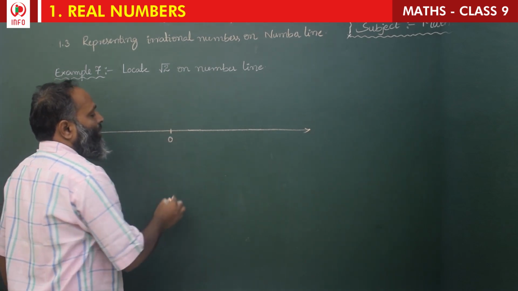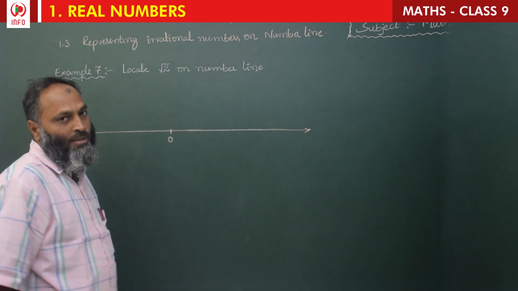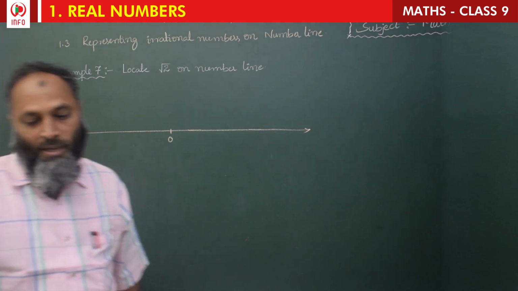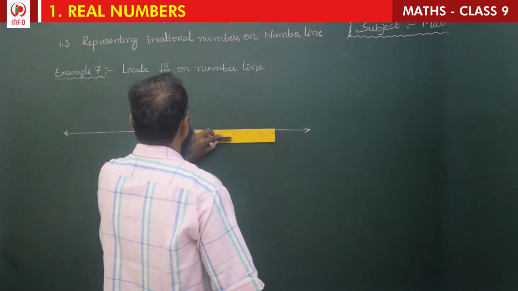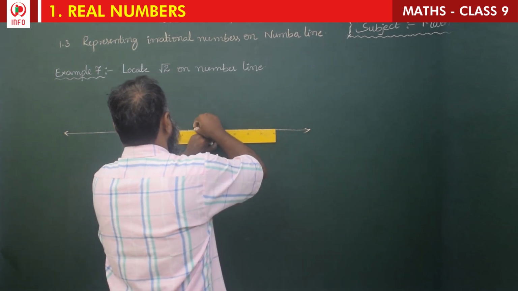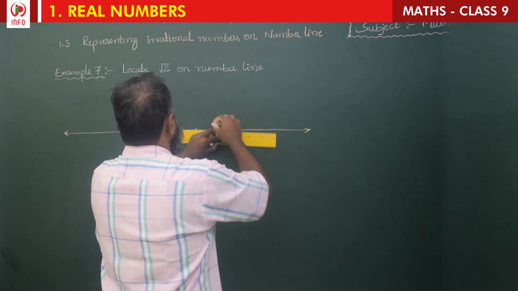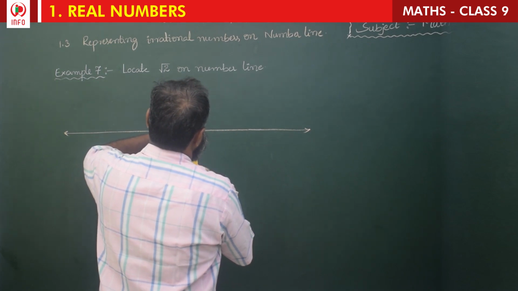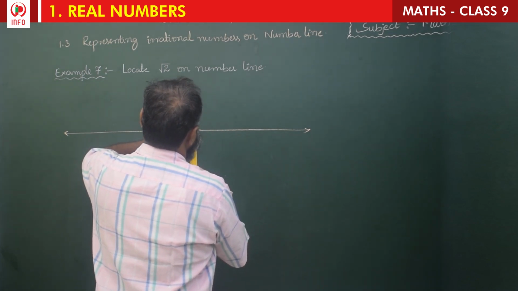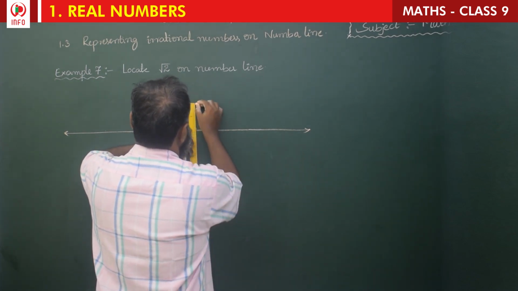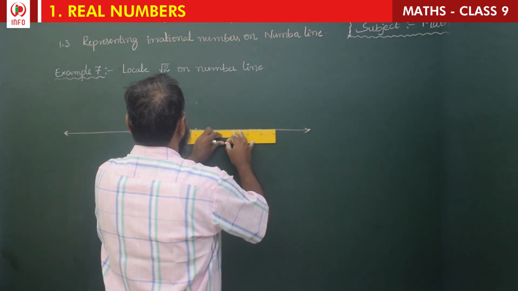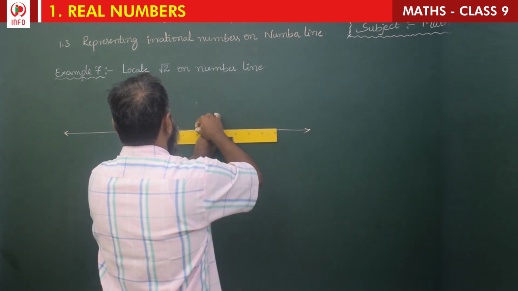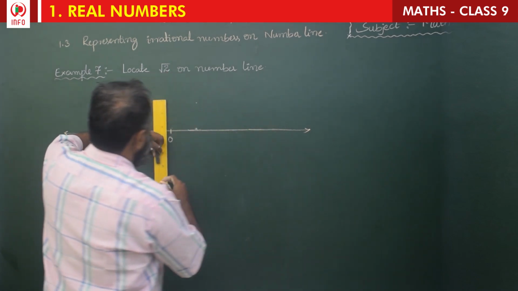On the right side take plus values, on the left side take minus values. Now you draw a square of 1 unit. So we should draw a square of 1 unit. Okay.